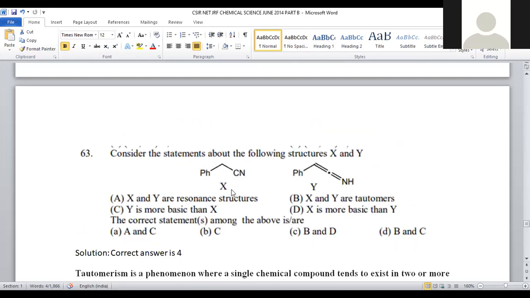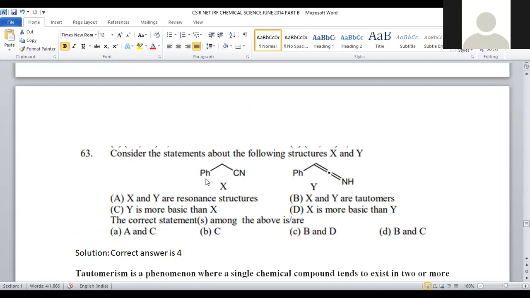Okay, so that is given in option number C: Y is more basic than X. Y is more basic than X is the correct answer. X is more basic than Y is the wrong statement. Option number B is the correct one.